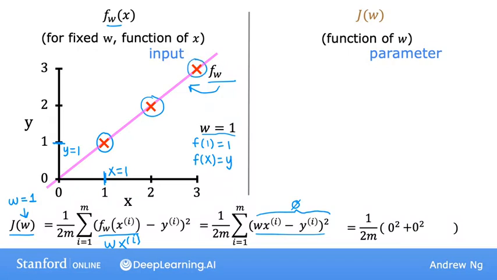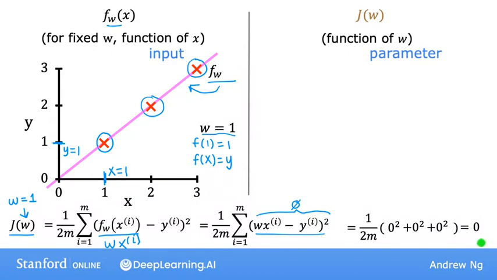Finally, when x is 3, then y is 3, and f of 3 is also 3. In the cost function, the third squared error term is also 0 squared. So for all 3 examples in this training set, f of x_i equals y_i for each training example i. So f of x_i minus y_i is 0. So for this particular data set, when w is 1, then the cost J is equal to 0.